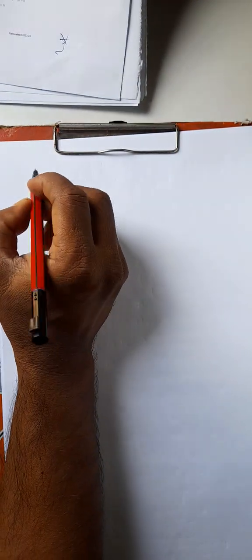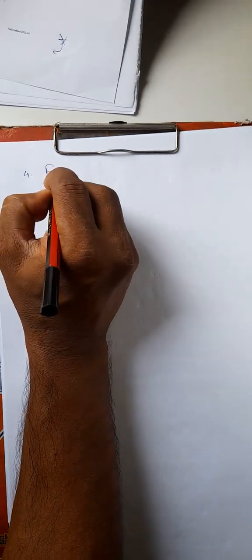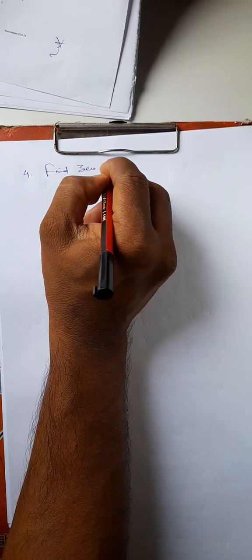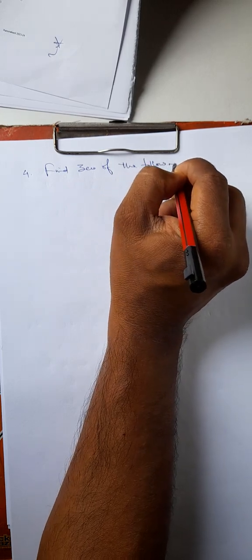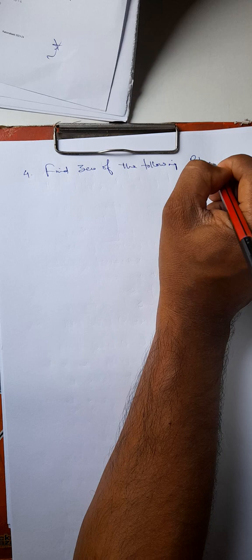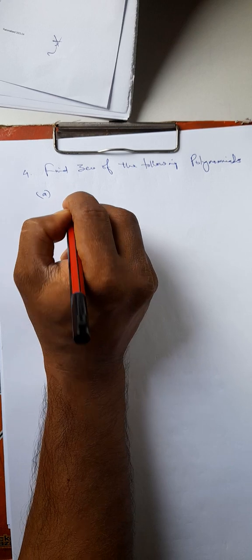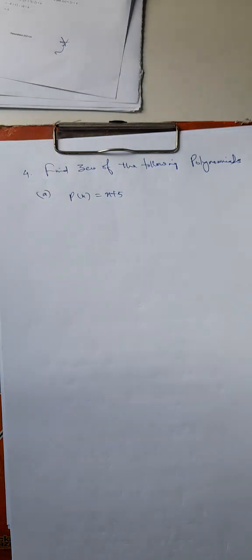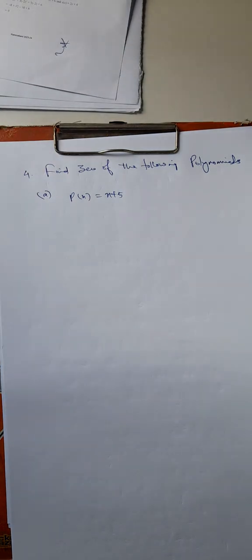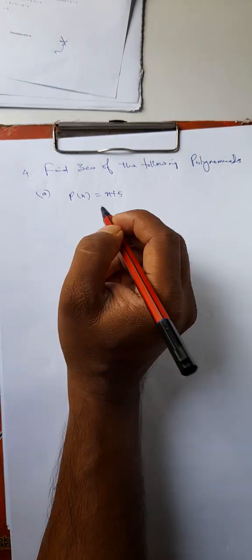We will do a few more exercises on zeros of this polynomial. Question number 4 from the CBSE curriculum. Find zeros of the following polynomials. Now suppose you are given P(x) equal to x plus 5. Now how to find the zero of the polynomial? You will treat the polynomial as an equation with right hand side 0. Then solve the equation, you will find the zeros of the polynomial.